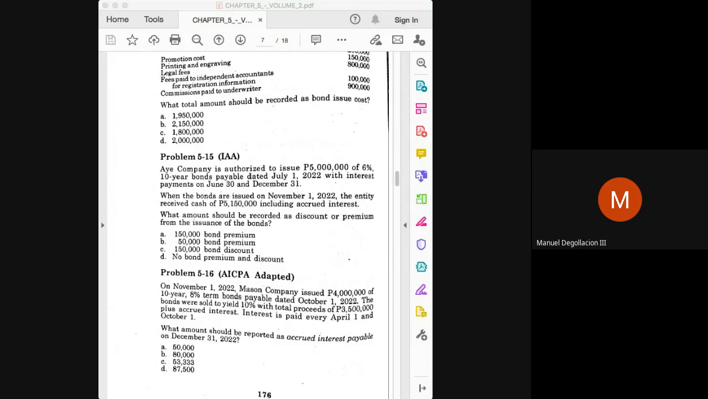Okay, so we'll continue with problem 5-15. The question here is what amount should be recorded as discount or premium from the issuance of the bonds? If you have read the text class, if the bond is sold or issued at a price other than the face value of the bond, then the bond will be considered as being sold either as a discount or a premium.